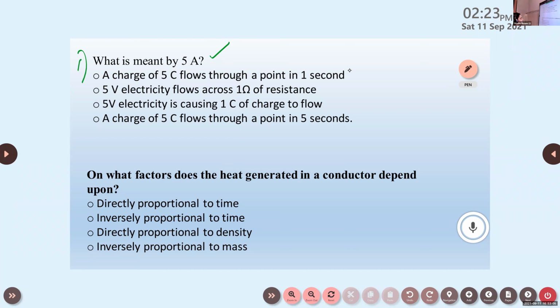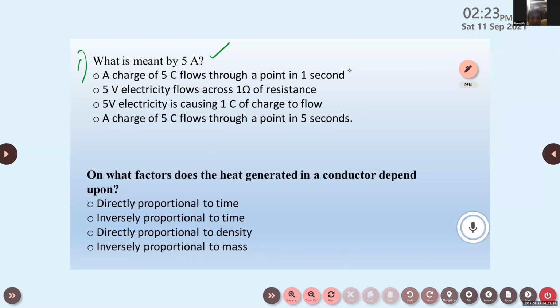A charge of 5 coulomb flows through a point in 1 second. 5-volt electricity flows across 1 ohm of resistance. 5-volt electricity is causing 1 coulomb of charge to flow. A charge of 5 coulomb flows through a point in 5 seconds. Okay, now the time is over. The question passes to the boys team. Yeah, what is the right option here?